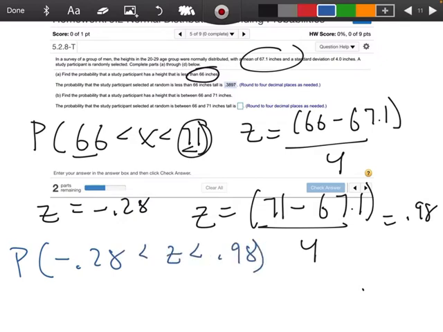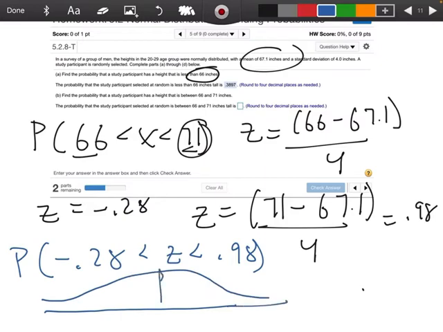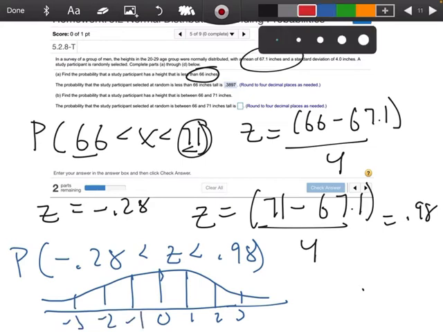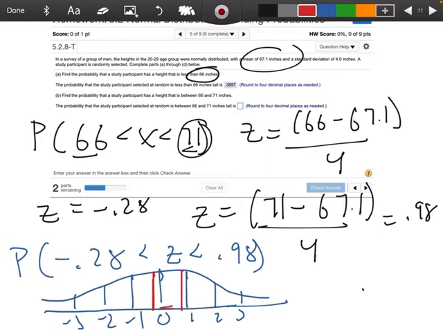So again, let me just show you roughly on a picture of what I'm doing. Here's my normal curve, right? Here's my mean of 0, and then 1, 2, 3. These are my deviations to the right, 1, 2, 3. These are my deviations to the left. So the two values that we're looking at are negative 0.28, which is just right here, and 0.98, which is just to the left of 1. And we're looking for the area in between those two values, okay?